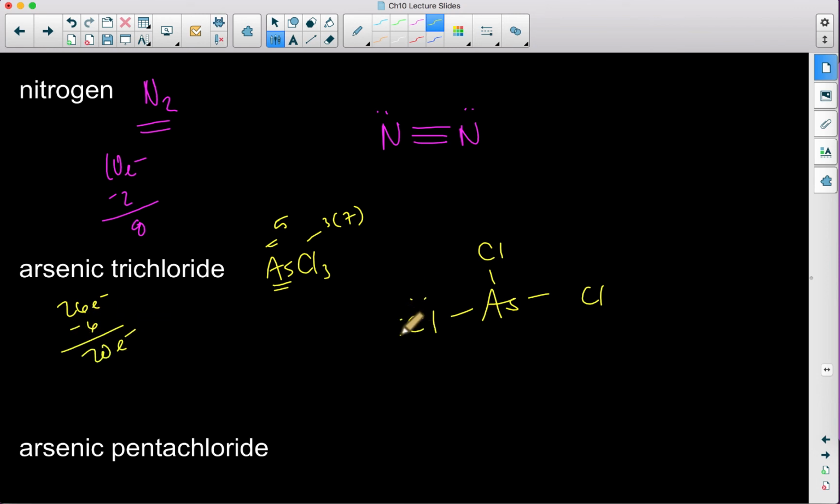1, 2, 3, 4, 5, 6. 1, 2, 3, 4, 5, 6. 1, 2, 3, 4, 5, 6. And that's a total of what? So 3 times 6 is 18. And what do we notice? Right, arsenic still needs a pair, and now we have 0.